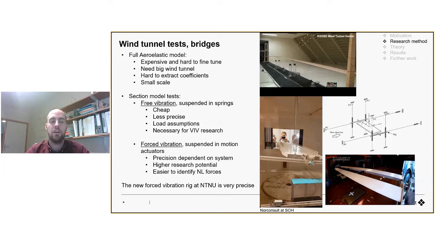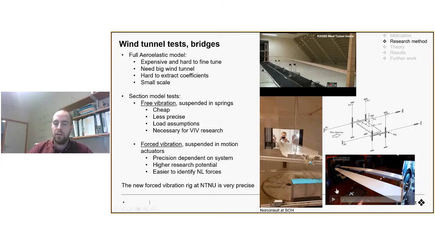But you need to include some load assumptions to get the aerodynamic derivatives and stuff. So it's not easy to see the nonlinear forces that I'm interested in, and that you should look for, at least for twin deck sections.